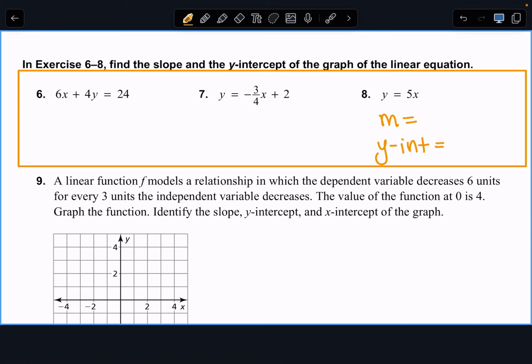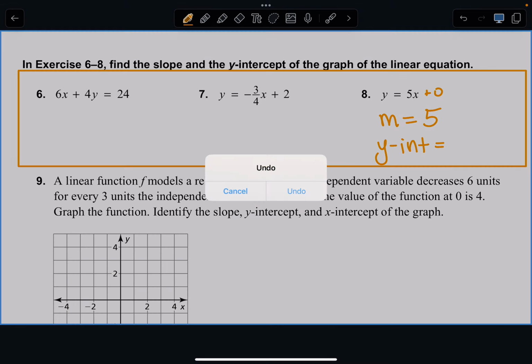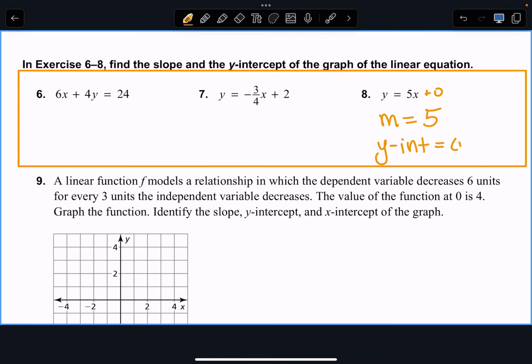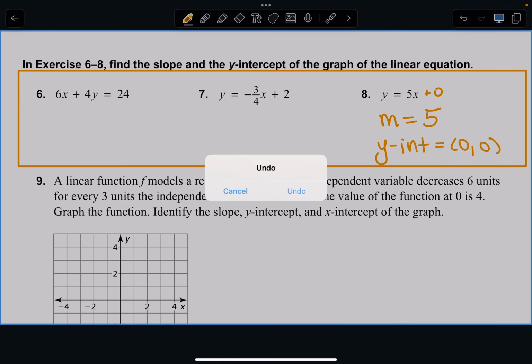Ryan, what's our slope? Our slope is 5. Eva, what's our y-intercept? What is being added right here? Nothing. So B is 0, right? Yeah. So our y-intercept is 0, 0. Okay. Don't think too hard.